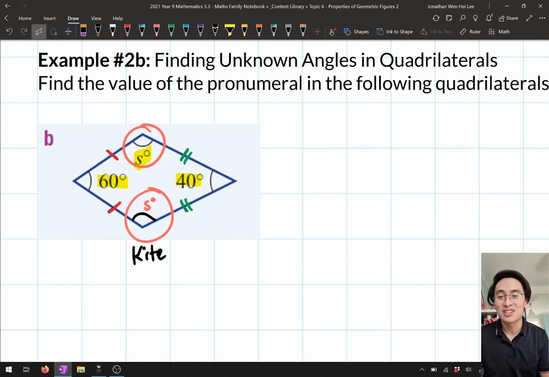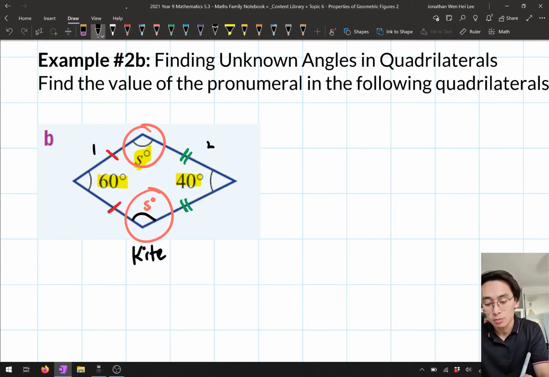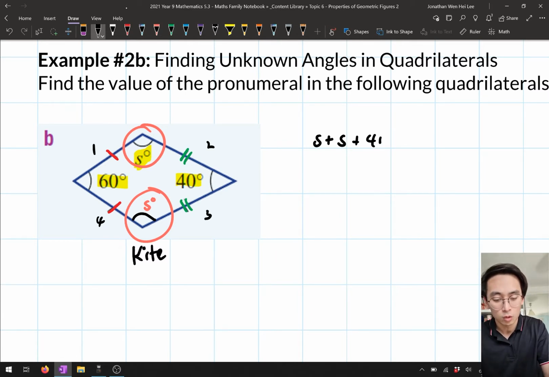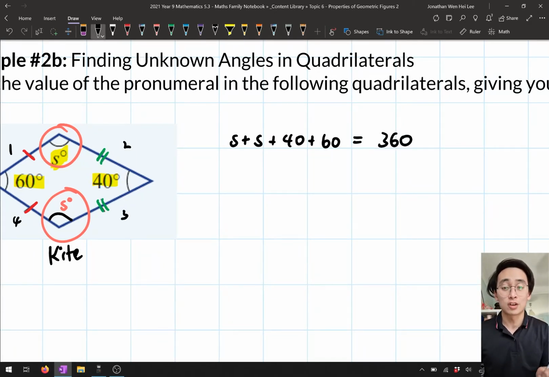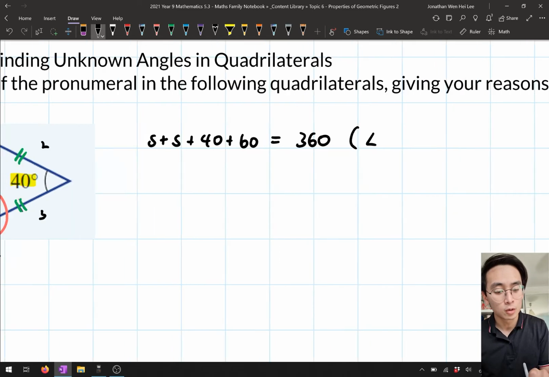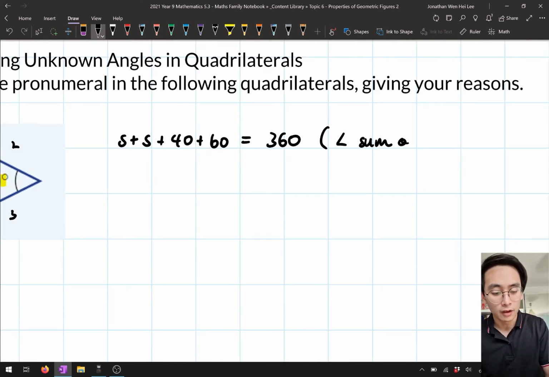And so now that I've done that, I can use the angle sum of a quadrilateral. So here, once again, it's a quadrilateral: 1, 2, 3, 4 sides. And I can use that to help me find this missing angle. So let's go and do this. What I'm going to do is write out that angle equation. So I'm going to add up all the angles. So I've got S, another S, plus 40 plus 60. That's going to equal 360 degrees, because this is a quadrilateral. And this is because of the angle sum of a quadrilateral.